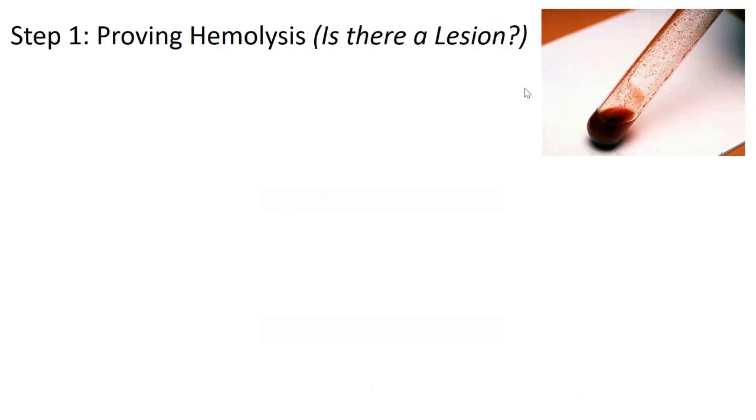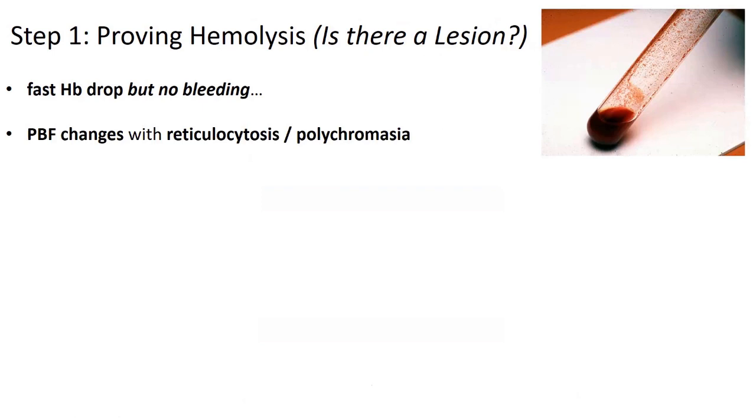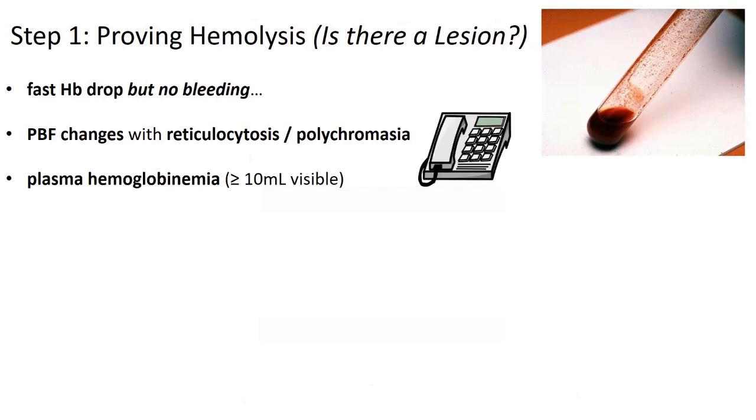So to speak to step one, to establish whether or not you have hemolysis, you may begin with the clue that there is a pace of red cell loss that's faster than underproduction alone, but bleeding is nowhere to be found to account for that. There may be peripheral blood changes with polychromasia or measured reticulocytosis, and the spun sample may show reddening of the plasma, that is, plasma hemoglobinemia. It may be grossly visible by yourself in the lab or by an ally who you call to ask how that centrifuged specimen looks. And it may be measurable too.